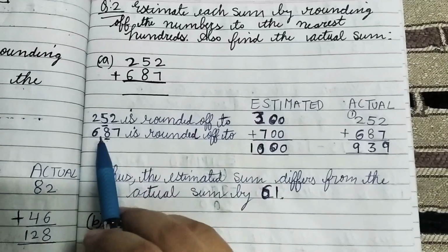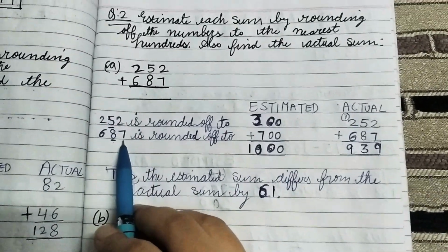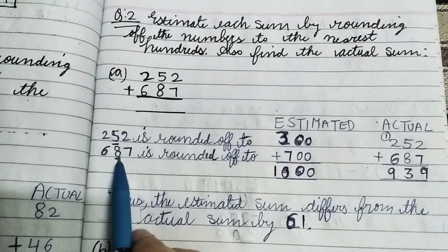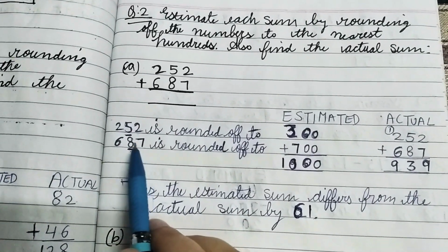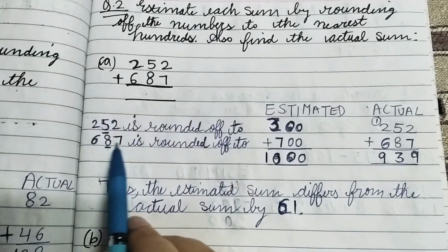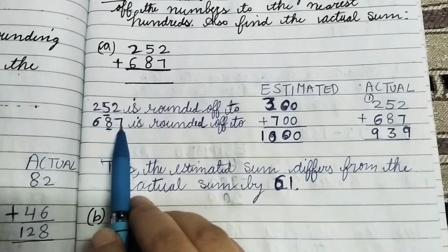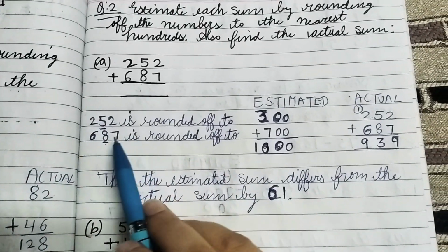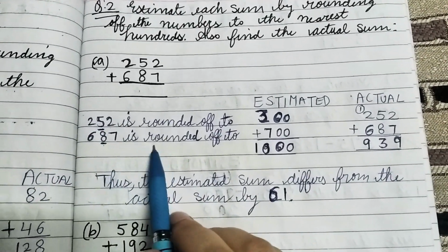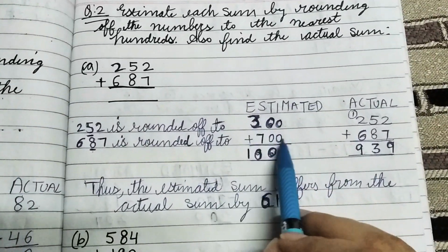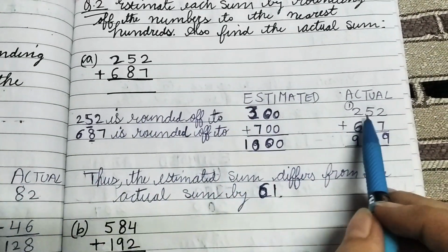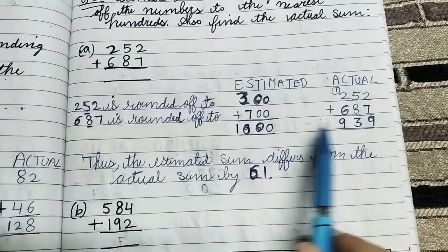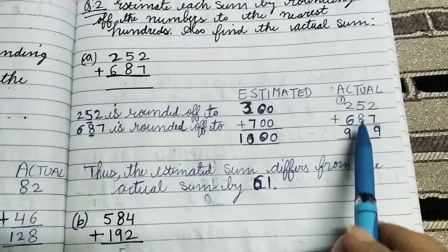Okay. Similarly 687. Now digit at tens place is 8. 8 is greater than 5. That means you will replace the ones and the tens place digits by zeros, and you will increase the hundreds place digit by 1. That means 687 will be rounded off to 700. Okay, actual numbers are 252 and 687. Now separately find out the estimated sum and the actual sum.